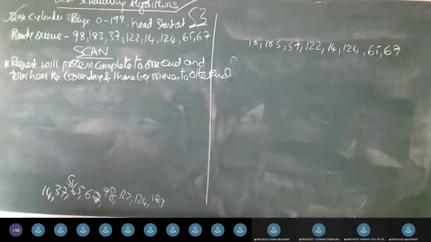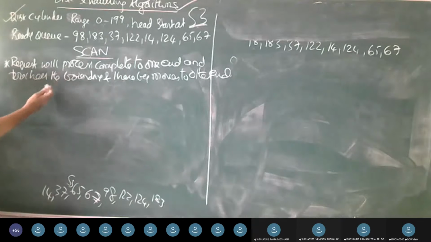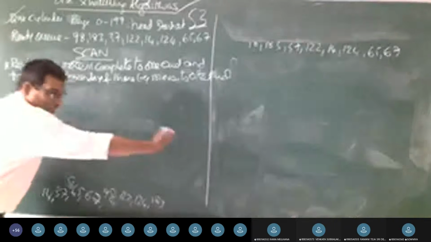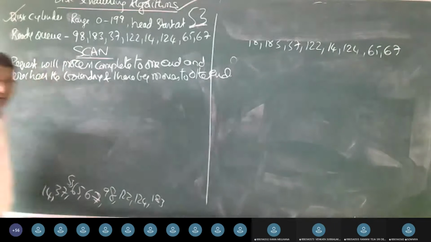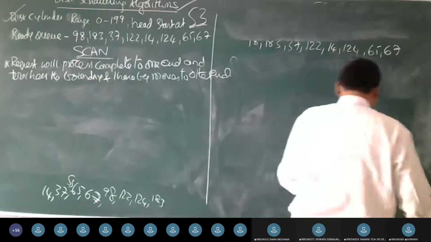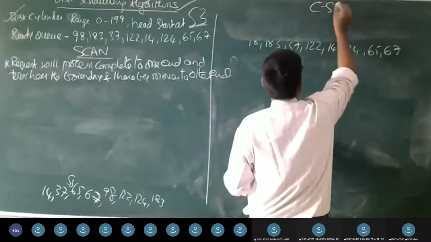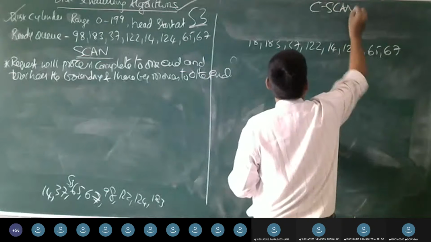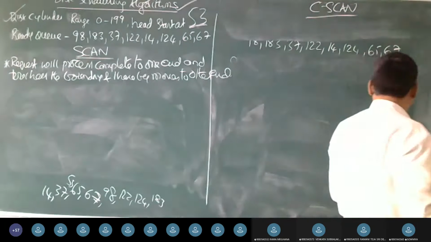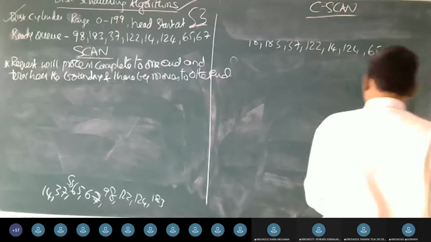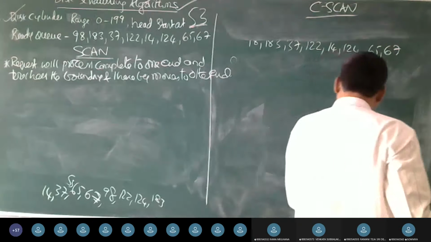Okay, this was the principle. It is going to move to one end, goes to 0, then it goes to another end. That is the scan algorithm. The next algorithm was the C-scan algorithm.